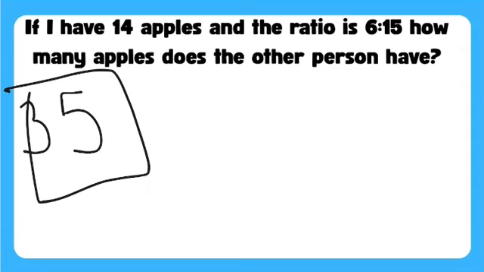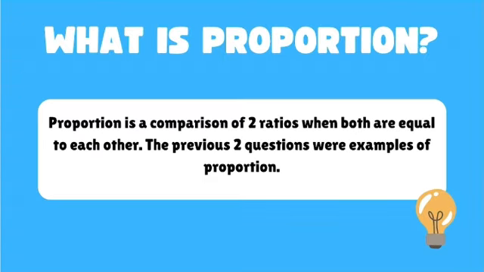So that is our answer. So now we will move on to the next question. Oh wait, no. So now we are doing proportion. So what is proportion? Proportion is another comparison. So before, ratios were comparisons of two values. Now proportion is a comparison of two ratios. So we compare ratios with proportion when both the ratios are equal to each other.